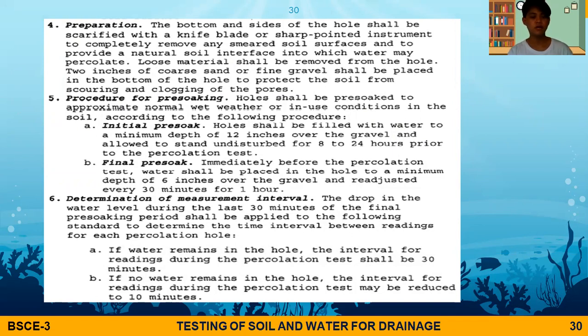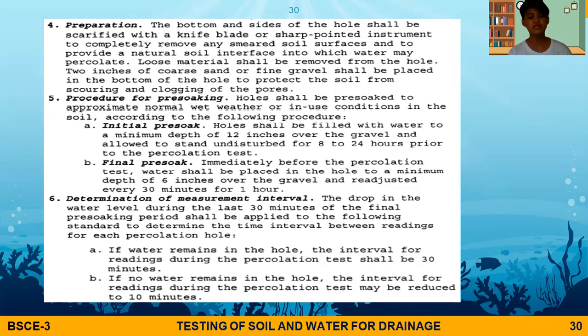Letter A is the initial pre-soak. The hole shall be filled with water to a minimum depth of 12 inches over the gravel and allowed to stand undisturbed for 8 to 24 hours prior to the percolation test. Letter B is the final pre-soak. Immediately before the percolation test, water shall be placed in the hole to a minimum depth of 6 inches over the gravel and readjusted every 30 minutes for 1 hour.